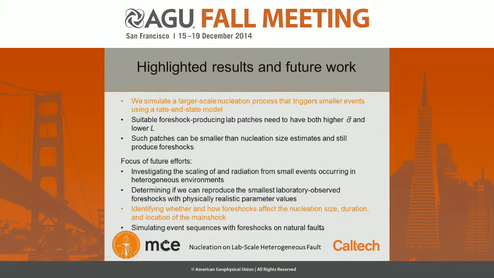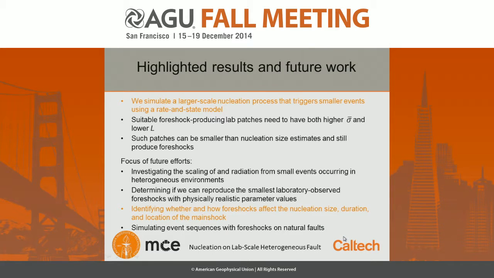We've seen so far that these foreshock producing patches that match the laboratory the best are the ones that have these combined effects of sigma bar and L, and that we can get these patches to produce seismic events even when they're subnucleation sized.